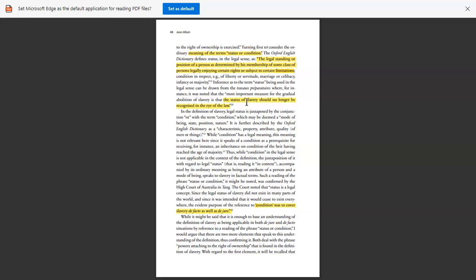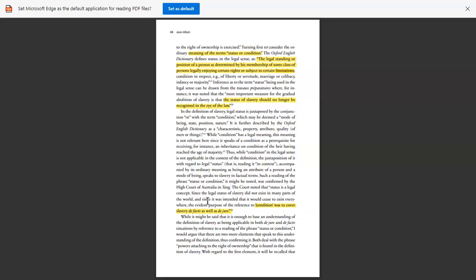So the status of a slave should no longer be recognized in the eye of the law. And that's because it's no longer a legal term. It is a term of art because the law will not allow one person to own another person. So condition eventually was used. So conditions like slavery came about as they continued to work through the Tang court and the other courts.